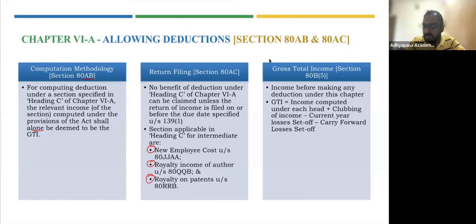And what do you mean by gross total income? Gross total income has been defined as all the income computed under each head, including clubbing, minus current year losses and carry forward losses. So if you're adjusting both the losses, whatever is the balance is your gross total income. So losses have to be adjusted before arriving at your gross total income. This is what is being prescribed under section 80P.